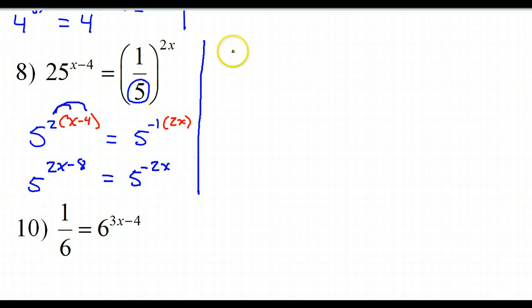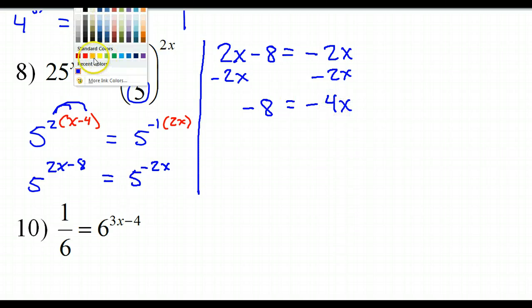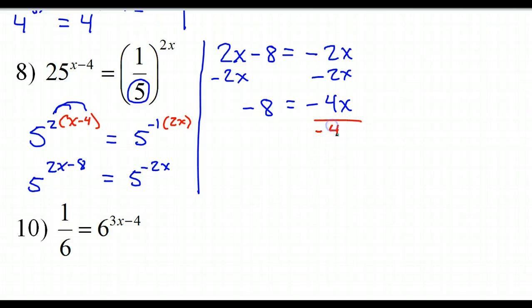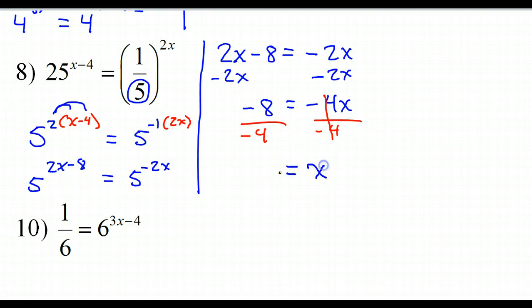So I can set them equal to each other like so. 2x minus 8 should equal negative 2x. So I need to solve this by subtracting 2x from both sides. So that's going to give me negative 8 equals negative 4x. So it is time to divide both sides by negative 4 to get x by itself. Okay, so that is going to give me x equals positive 2. So that's how you do number 8.